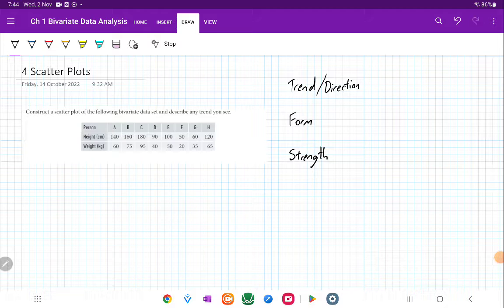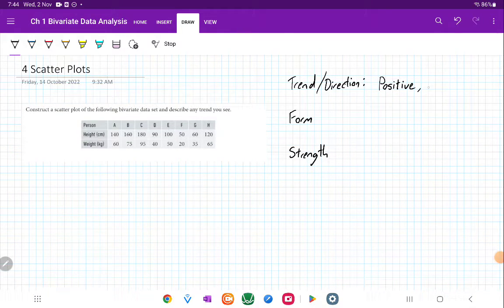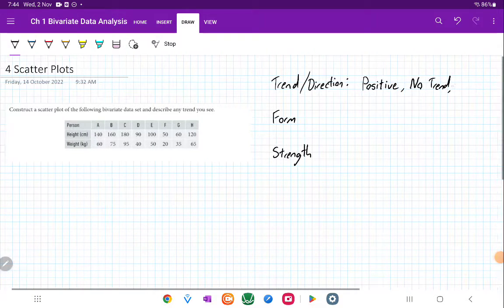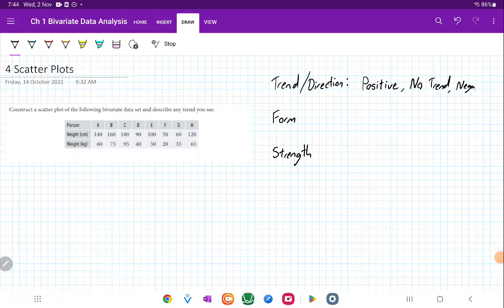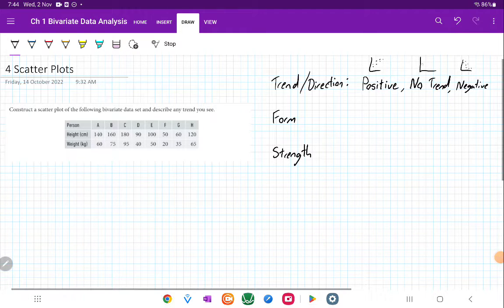For trend direction, there's only really three options. Either it's positive trend, meaning it's sort of in a line and it's going up. There's no trend, which just means it's flat, or it's negative trend. Alright, so positive trends should look hopefully something like that. Negative trend should hopefully look something like that. And no trend would probably look something more like this, where it's neither going up nor down.